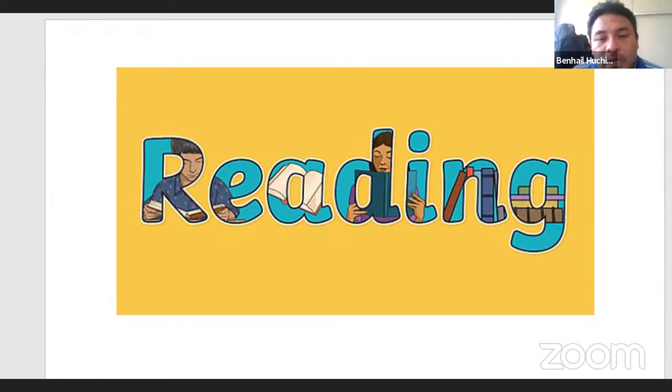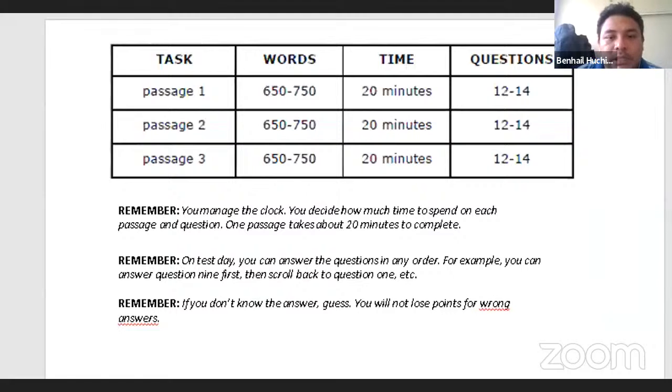So in the reading section, as the name says, you have to read a lecture and answer questions about the same lecture. Normally, you have three passages to read, and each of them takes about 20 minutes to answer, with about 12 to 14 questions. So three passages.